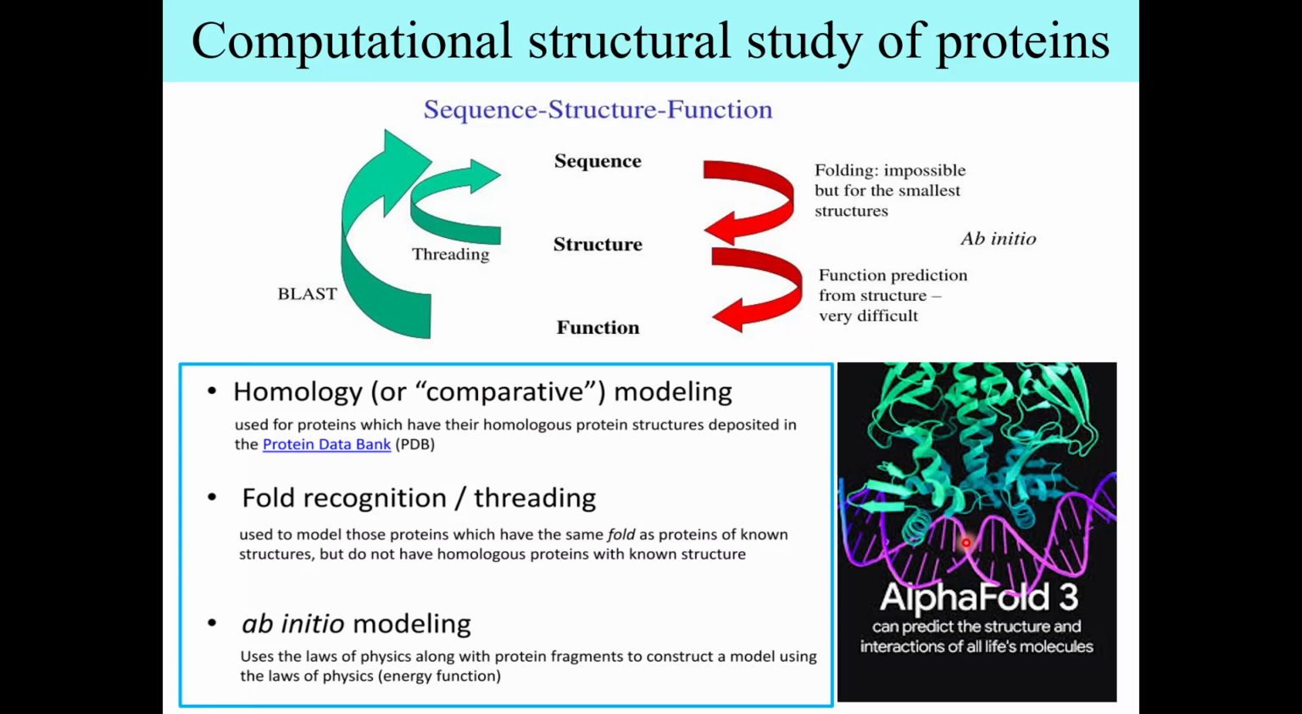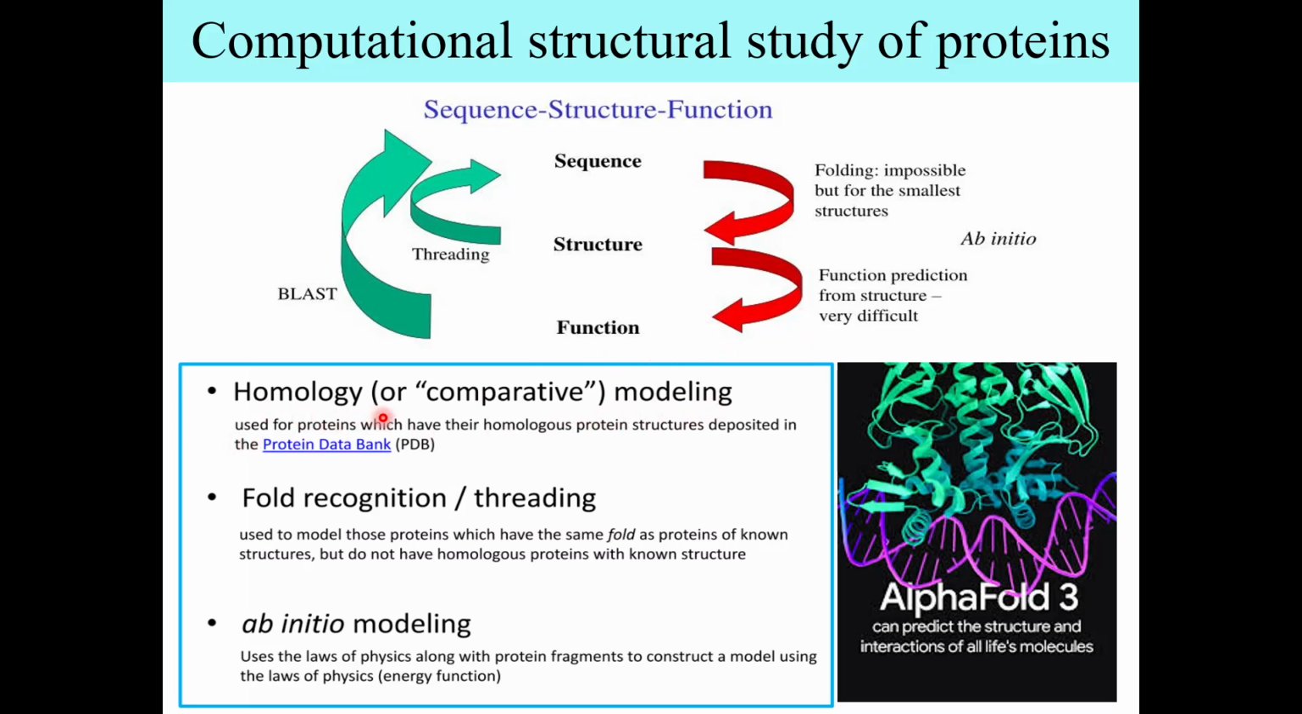Okay, so we come to the sequence-structure-function relationship. Based on the structure of the protein, its function can be estimated. Based on the sequence of the protein, its structure can be found. So how do we do that? There are different ways of doing it. You can do it by homology modeling.